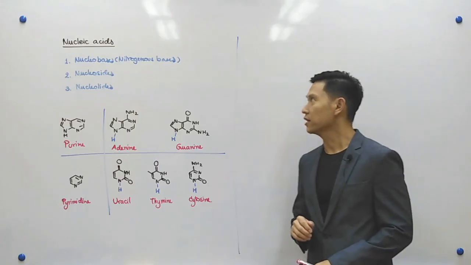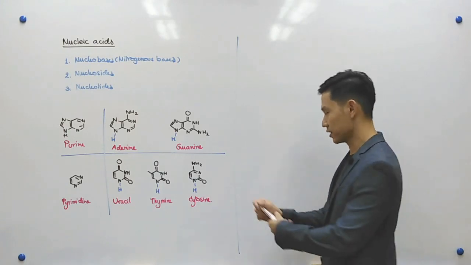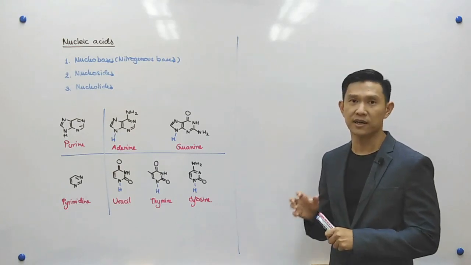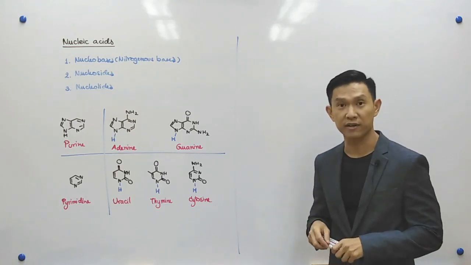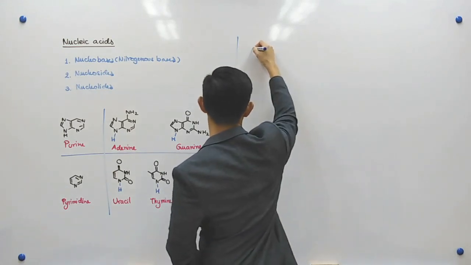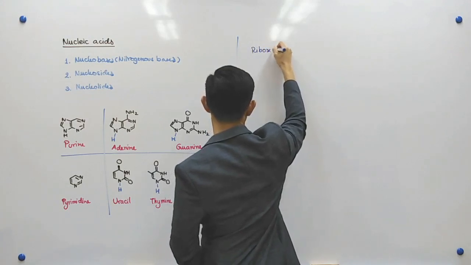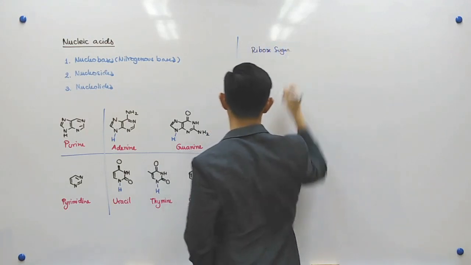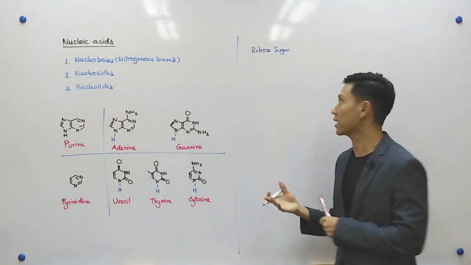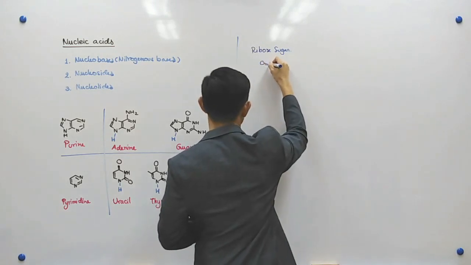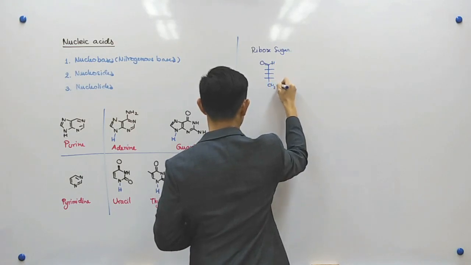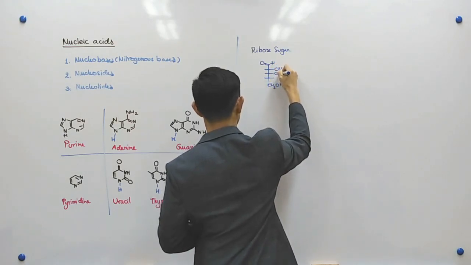Okay, now come to the nucleoside. Nucleoside is a kind of molecule condensed from between nucleobases and a kind of monosaccharide. The monosaccharide that I'm talking about is the ribose sugar. Ribose sugar is the second compartment of this nucleic acid. Open chain structure of ribose sugar is like this, with OH pointing to the right.